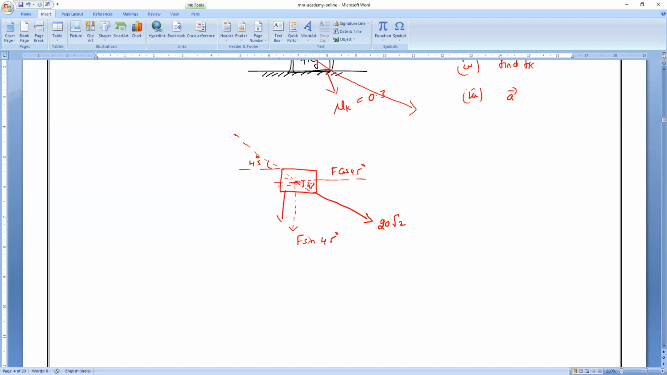And there is a force already acting. What is that force acting here? 4G, the weight, acting in the downward direction. Am I right? Clear, everybody? Understand or not?